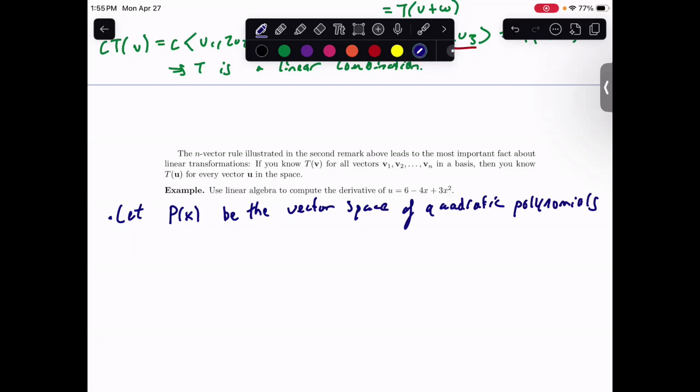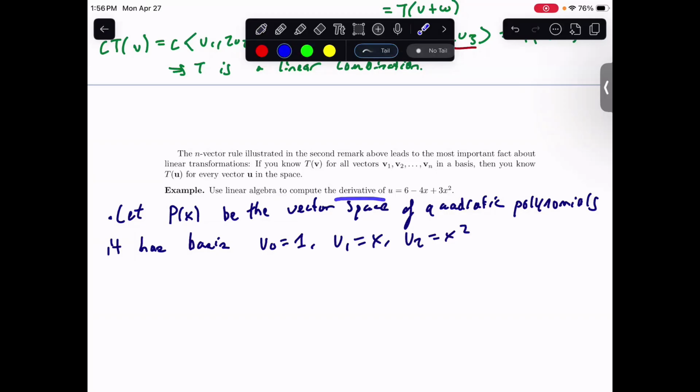And so if you think about what it would mean to have a basis for the vector space of quadratic polynomials, well, there's going to be a constant term, a linear term, and a quadratic term. And those things are determined by things multiplied by 1, x, and x squared. So it's going to be a three-dimensional space with the following basis: v naught is equal to 1, v1 is equal to x, and v2 is equal to x squared. And then we're thinking about the derivative here, so we want to think about what the derivative does to the basis elements.